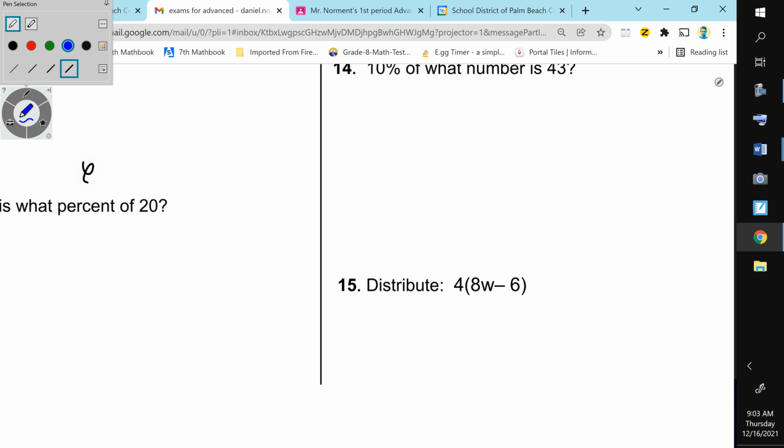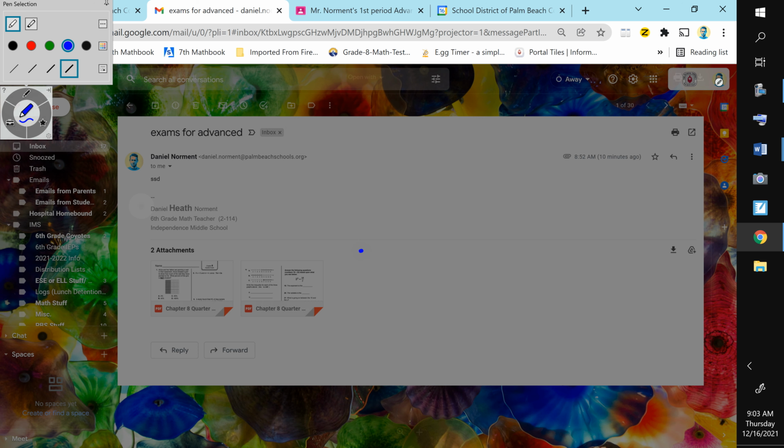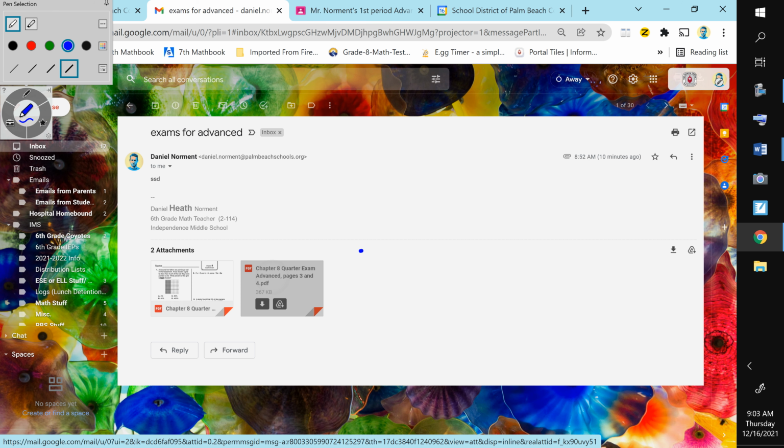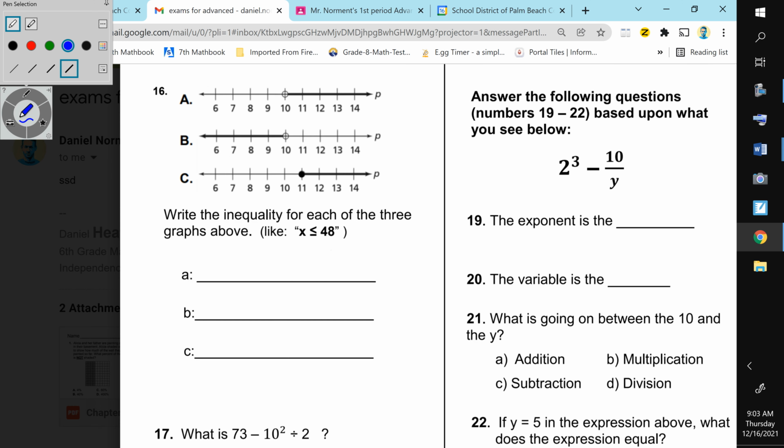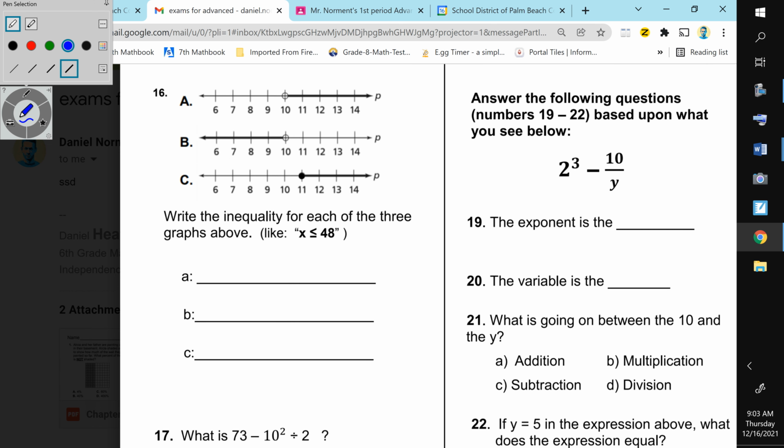All right, that's done with page 1. And I've got basically 7 minutes to do page 2, 3, and 4. So number 16 is probably going to cause a lot of you difficulty. Write the inequality for each of the graphs above. So you're going to start with an x. Now, the good news is, for A, see that number right there? That's a 10. That's a 10. That's an 11.